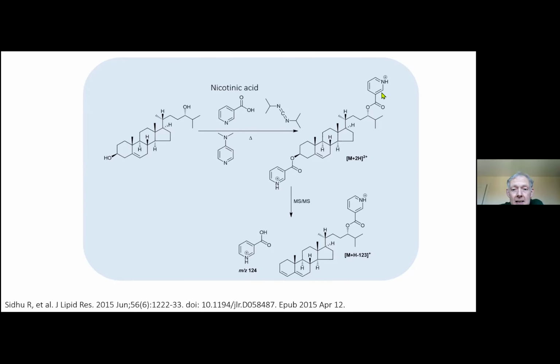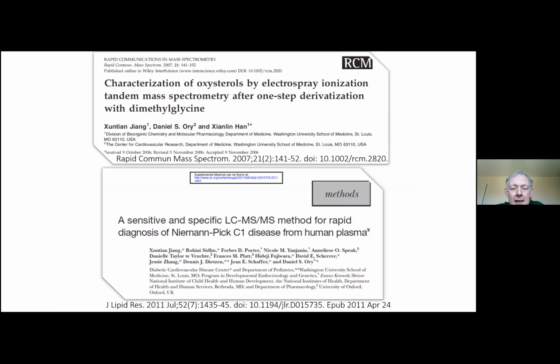In this case, it seems that protonation is more prevalent than sodiation. However, the fragmentation spectra show characteristics very similar to those of the picolinic acid, in that you get fragment ions which are essentially the protonated nicotinic acid, or the molecule which has lost the nicotinic acid. So again, you get rather little fragmentation, but this is good if you want to do MRMs. Okay, so that's picolinic and nicotinic acid ester derivatization.